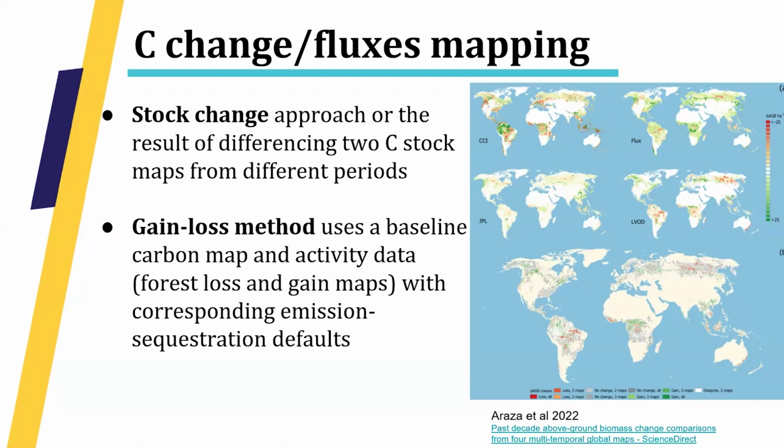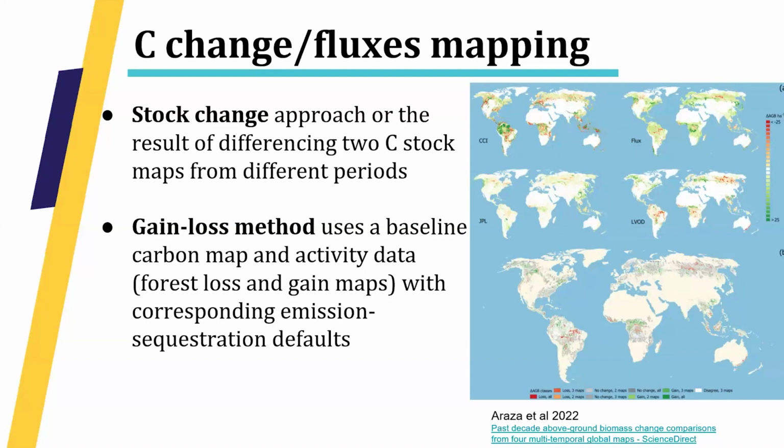And then you can have activity data. You have forest loss and gain maps, or information with corresponding default emissions and sequestration. So if it's a forest fire, this is the emission. If it's a conversion to slash and burn, it's also forest fire. But if it's an agriculture conversion, this could be the emission. So it's being used.